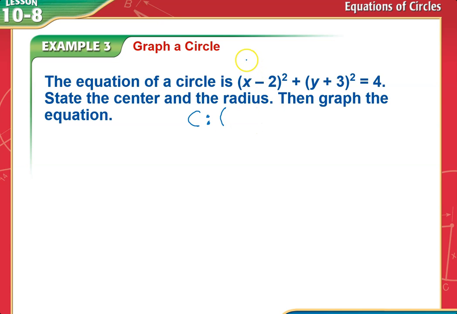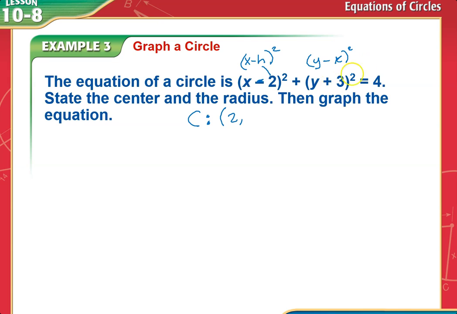Remember, this is supposed to be (x − h) squared. So since this minus here matches the minus, the h must be the 2. So we're going to have 2, comma. And remember, this one's supposed to read (y − k) quantity squared. But since this minus doesn't match, we need to write this in the following way.